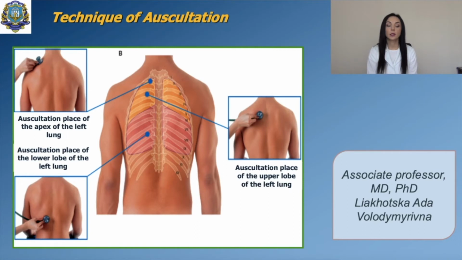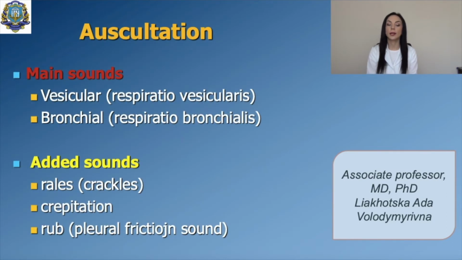At the backside, auscultation place of the apex of the left lung, then auscultation place of the upper lobe of the left lung, and auscultation place of the lower lobe of the left lung. And remember, you should do it at the right lung also. What are the main sounds you could hear during auscultation? Vesicular, it's called respiratio vesicularis. Bronchial, respiratio bronchialis. Added sounds, you could hear rails, crackles, crepitation and pleural friction rub.